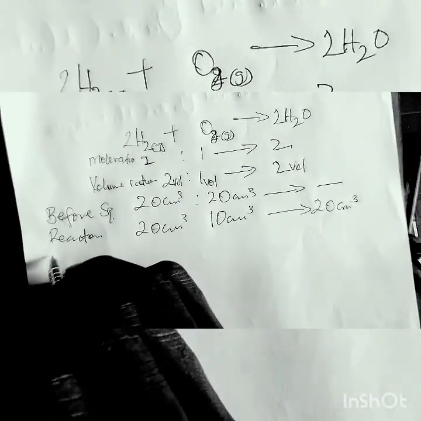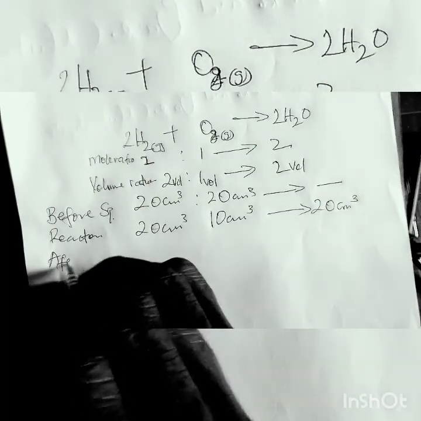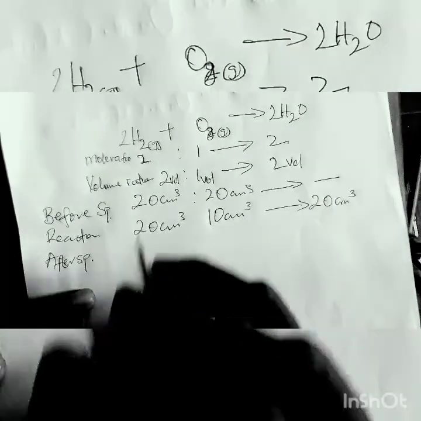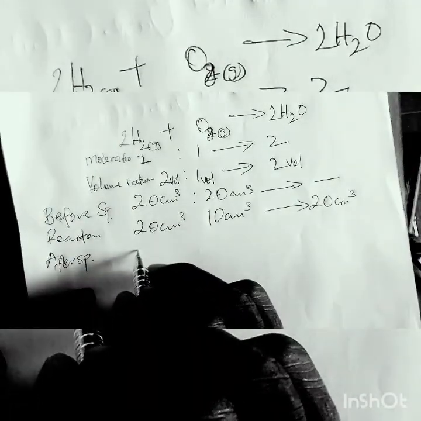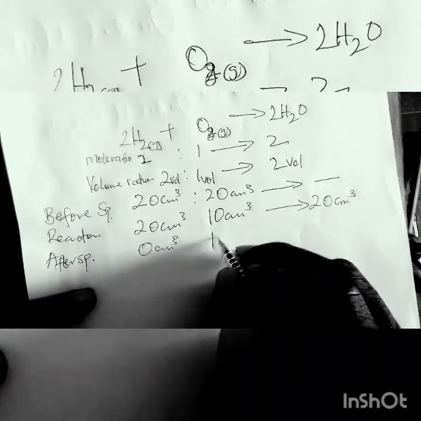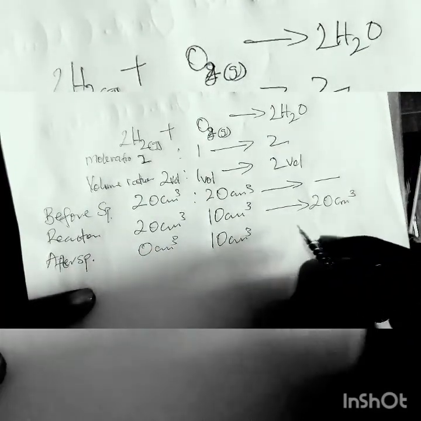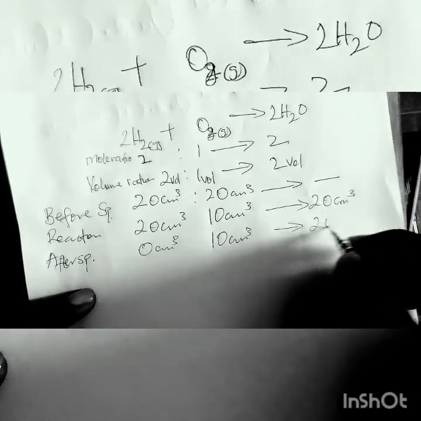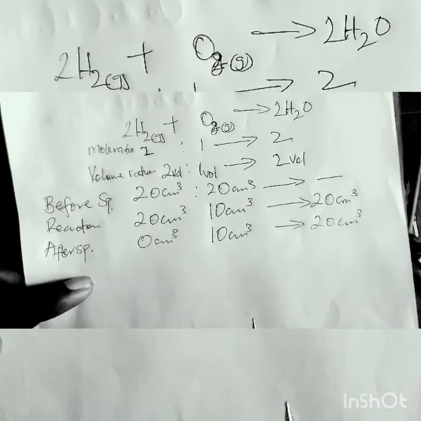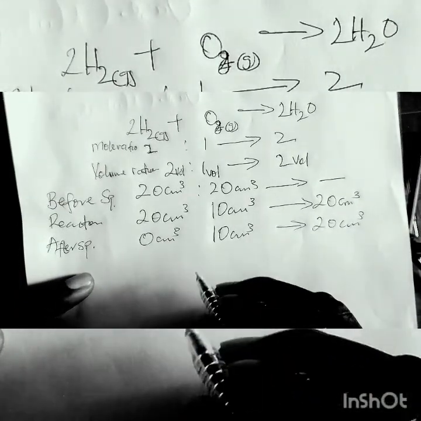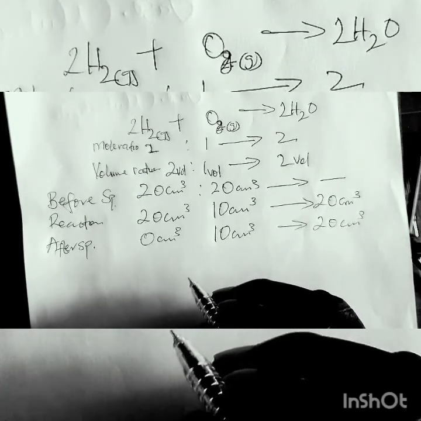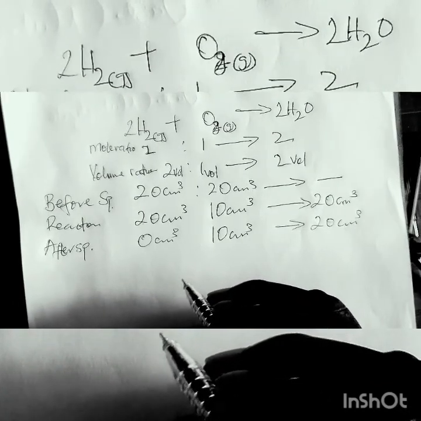So we can now say that after sparking, what do we now have? When you remove this one from this, we have 0 cm cube. When you remove this from this, we are going to have 10 cm cube. And this remains 20 cm cube. So if that is 20 cm cube, now let us check it. From here, to calculate the volume of the residual gas, remember, that is what the question says we should calculate.